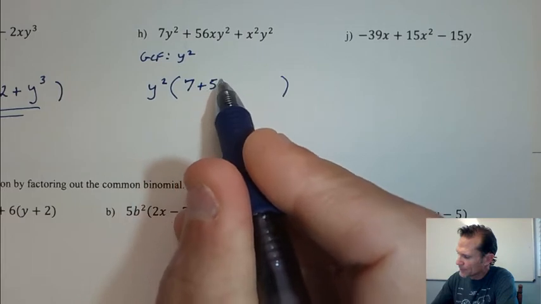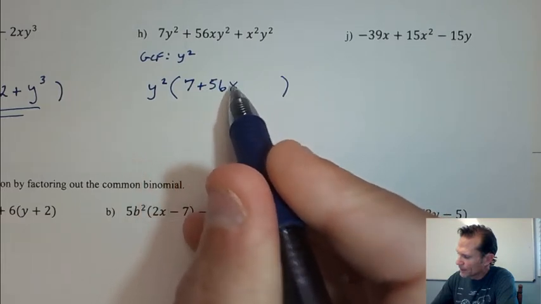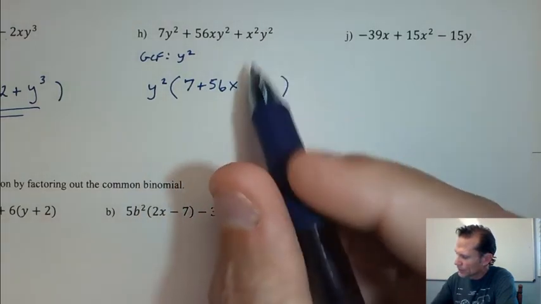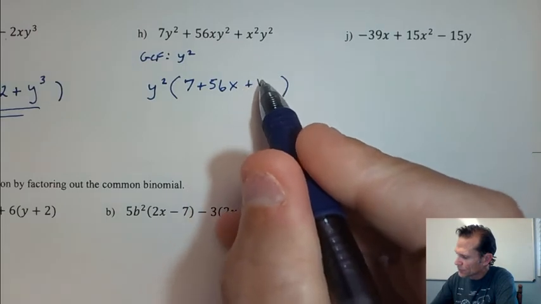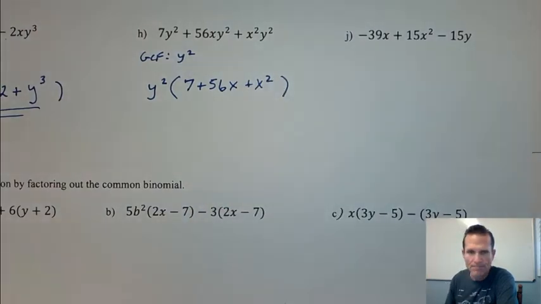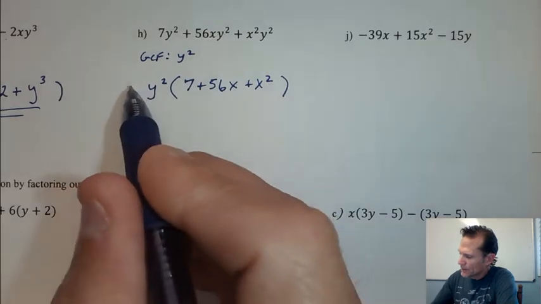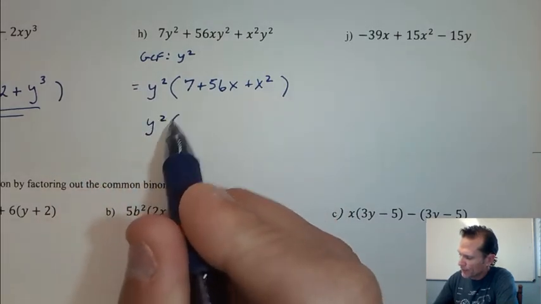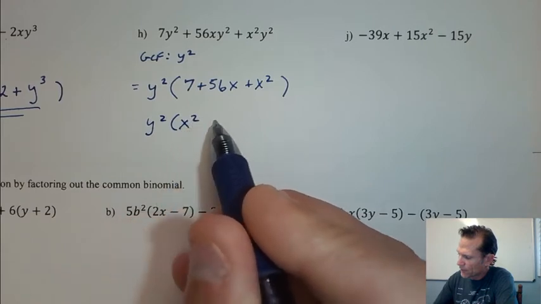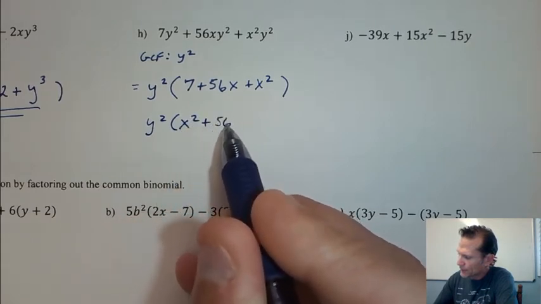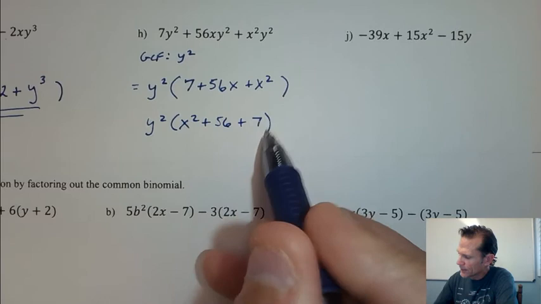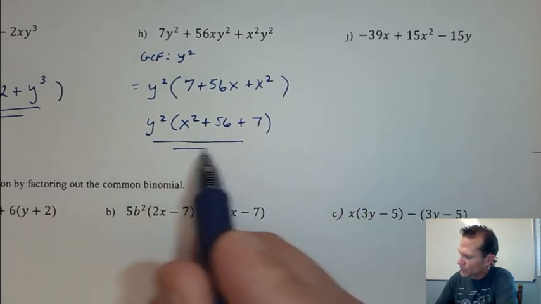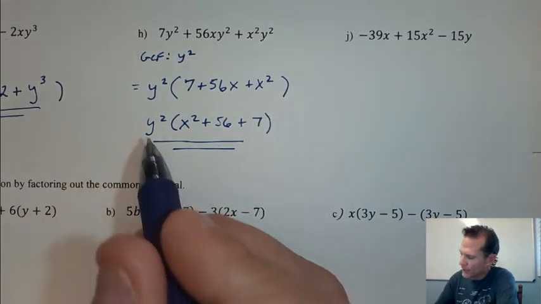I have my 56 still, my x, and then I took out this y squared, so I have plus x squared. Okay. Now some people may write their answer, this is a fine answer, some people may write this answer with the polynomial inside the parenthesis as descending order. Both of those are okay, either is a fine answer.